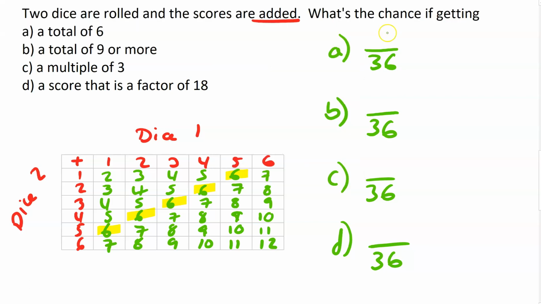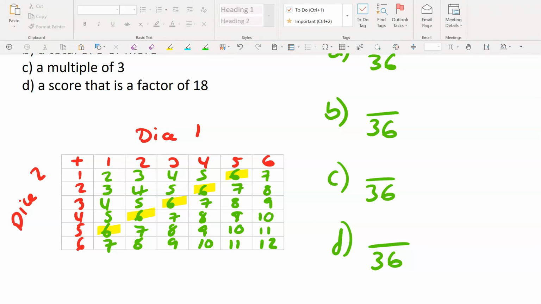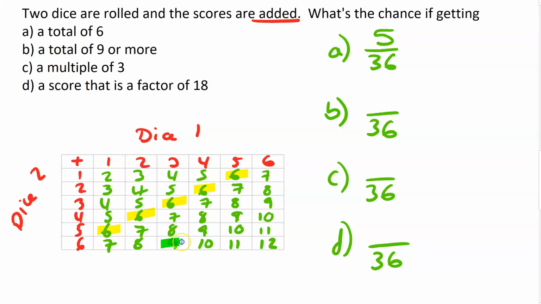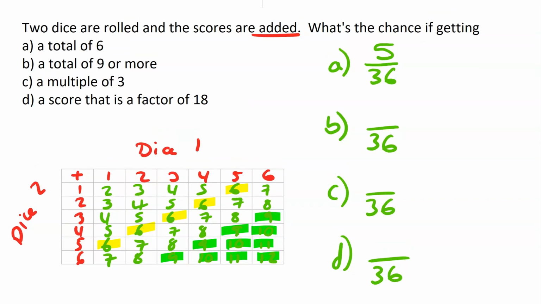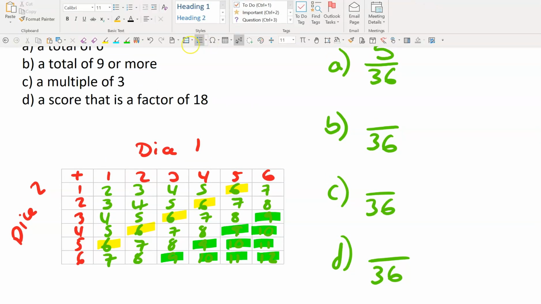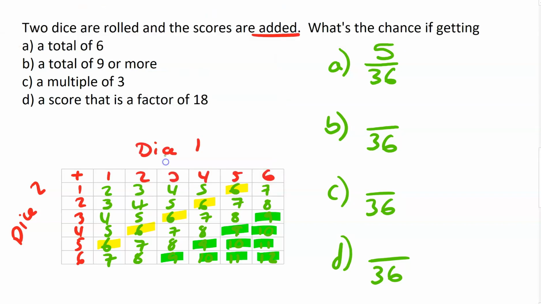For the second one, a total of 9 or more. So I can have all the 9s and the 10s, 11s and 12s. So that's 1, 2, 3, 4, 5, 6, 7, 8, 9, 10. 10 out of 36 boxes have been highlighted. Let's get back to my green. 10.